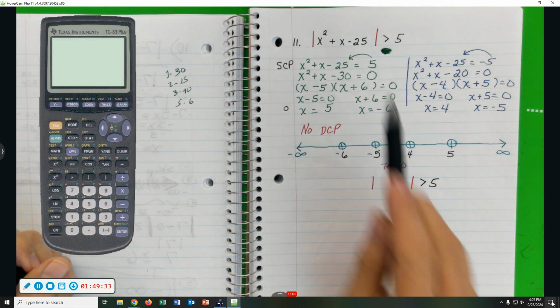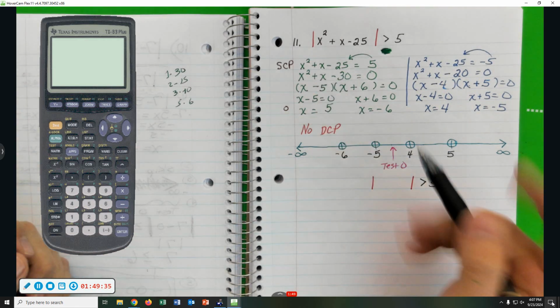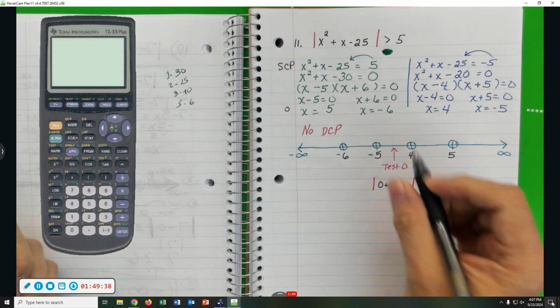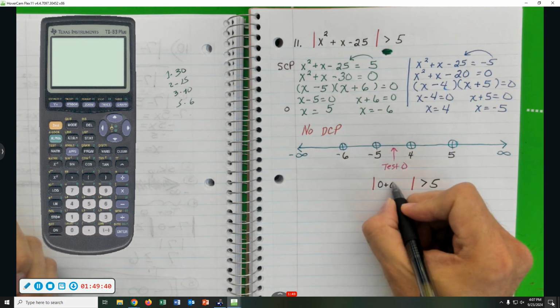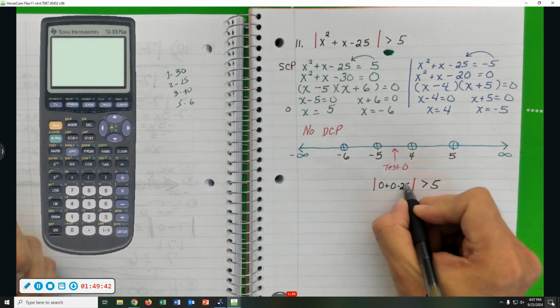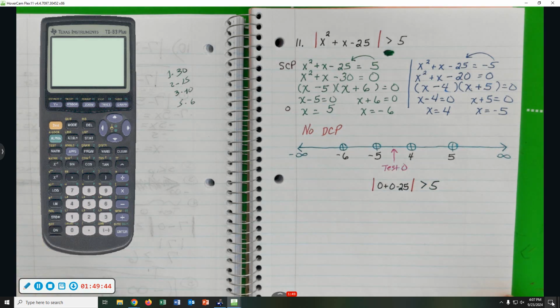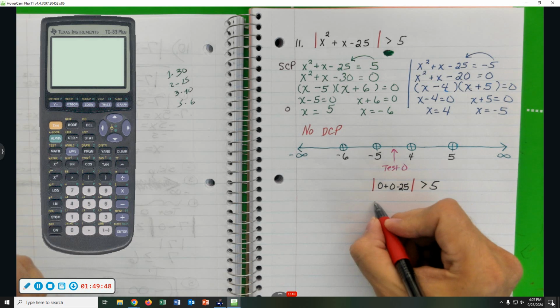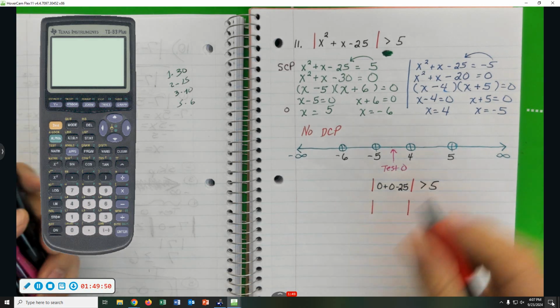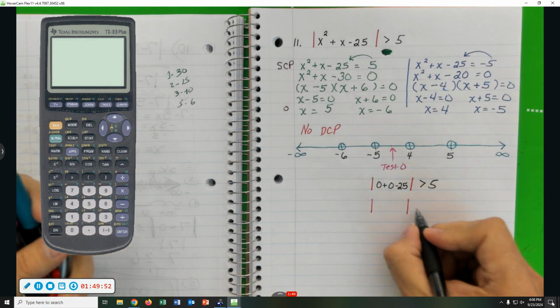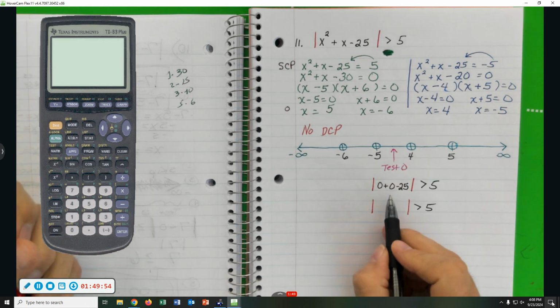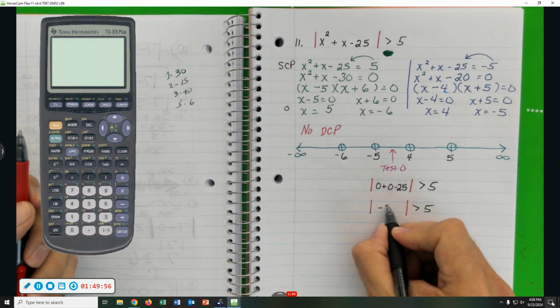So let's plug a 0 in. 0 squared is 0, plus 0, minus 25. Minus 25 is greater than 5? True or false? Wait, before you say that, let me do this. 0 plus 0 minus 25 is negative 25.